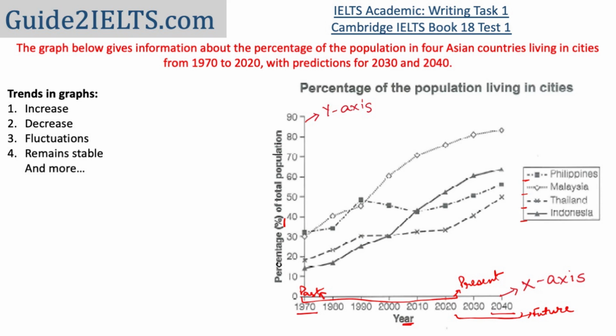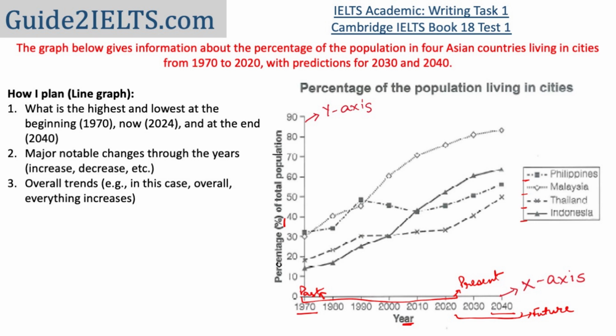Whenever there are years in a graph, we look for trends. Are things increasing, decreasing, or fluctuating over the years, or are they steady? In graphs and tables, I begin planning by looking for the highest and the lowest through the years. In a line graph, initially I just look at the beginning and the end of each line. In this case, I will look at the beginning, the present, that is 2024, and the future. So throughout this graph, the present is 2024. If you're watching this later, the writing will have to be changed accordingly. And then I look for any major notable changes in between.